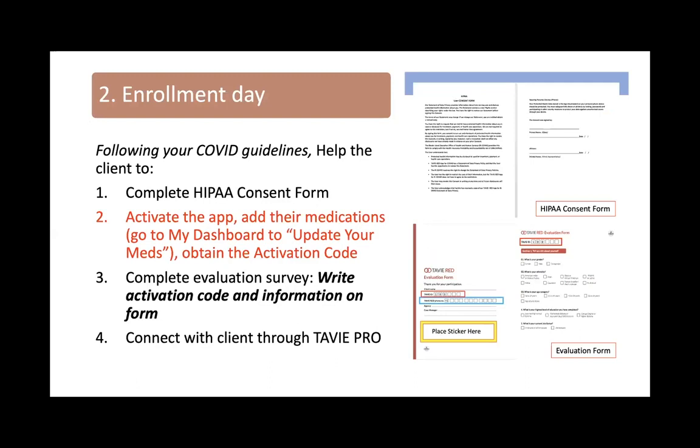So on enrollment day, and like we said, this is going to look a little different for everyone depending on how COVID is going, what your health and safety guidelines are. But the important things here are the following 4 things that we're going to talk about. First is that they'll need to complete a HIPAA consent form. This is our HIPAA consent form right here. Then you'll be able to activate the app on the phone, help the client add their medications, have the client send their activation code to you or to themselves for safekeeping.